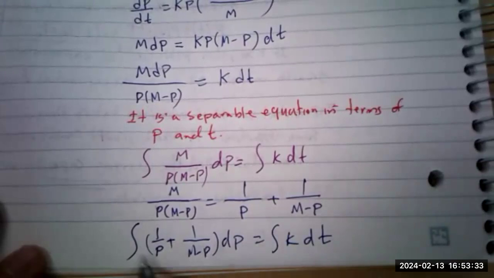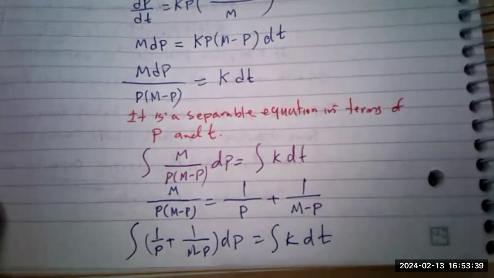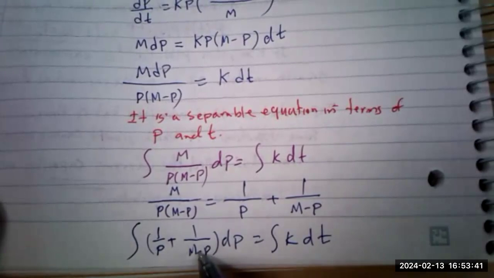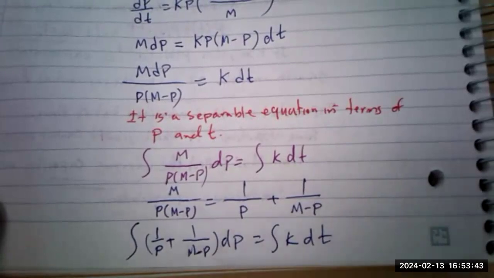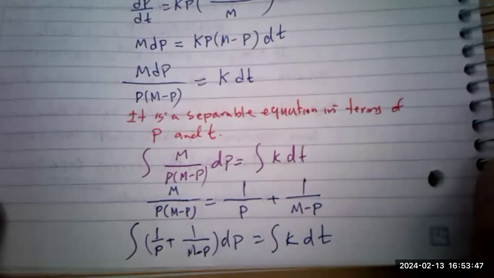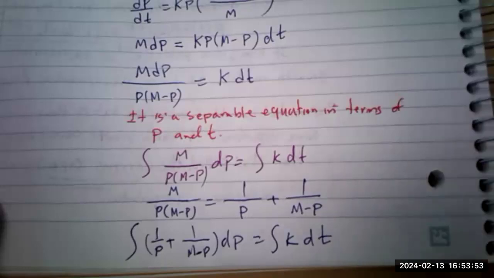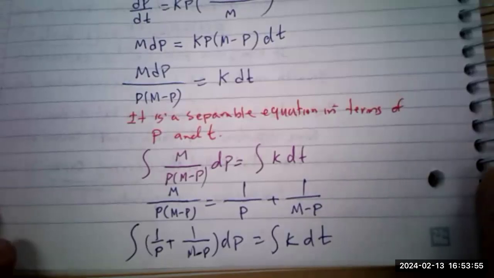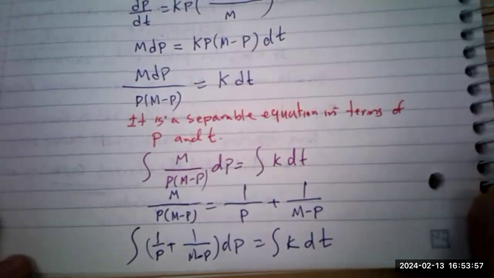Integrated with respect to p, it's going to be ln p. The second part is with respect to p, it's m minus p, so the derivative would be -1, so it's going to be negative. It's going to be ln of the absolute value of p minus ln of the absolute value of m minus p. On the other side, kt plus c. And then I'm going to go to the next page. Take the integral.